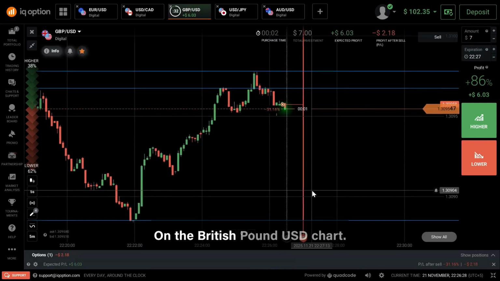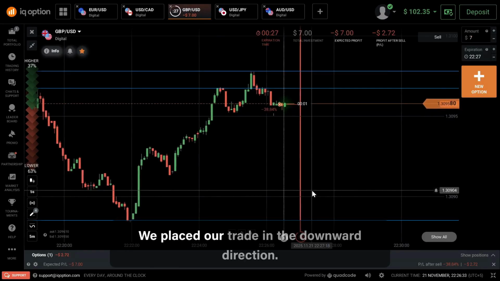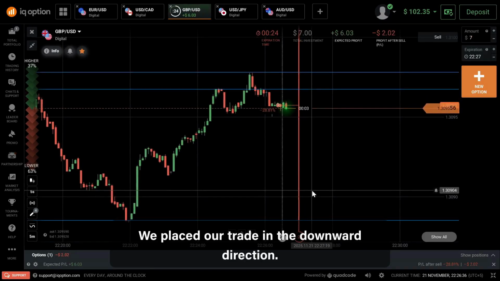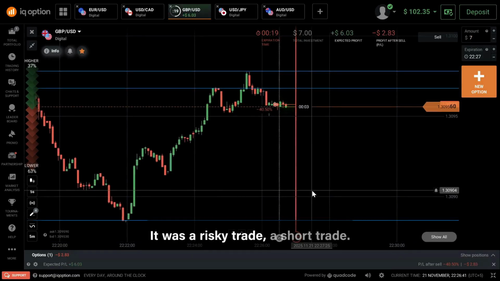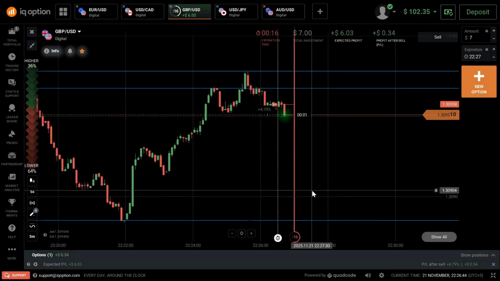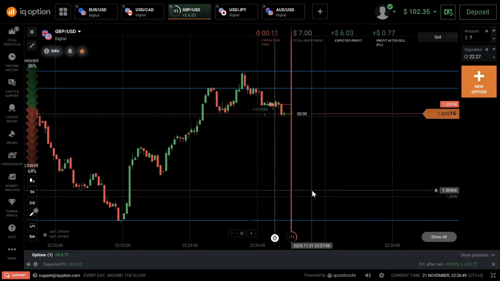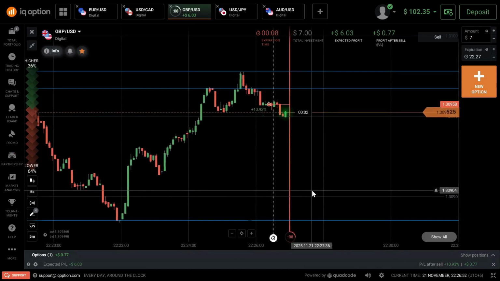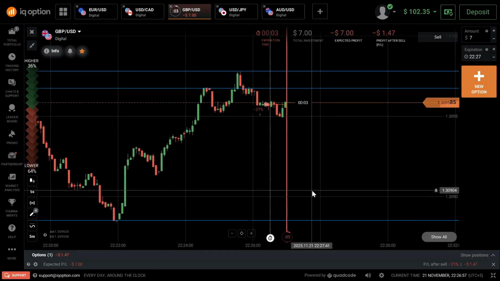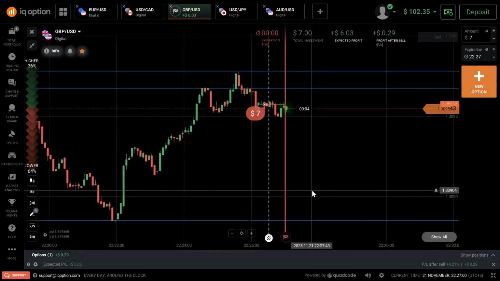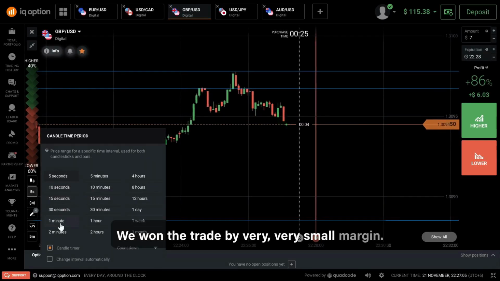On the GBP/USD chart, we placed our trade in the downward direction. It was a risky trade, a short trade. I will explain the trade once it's finished. We won the trade by a very, very small margin.